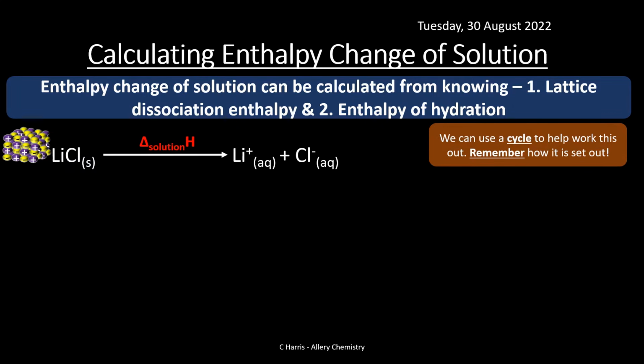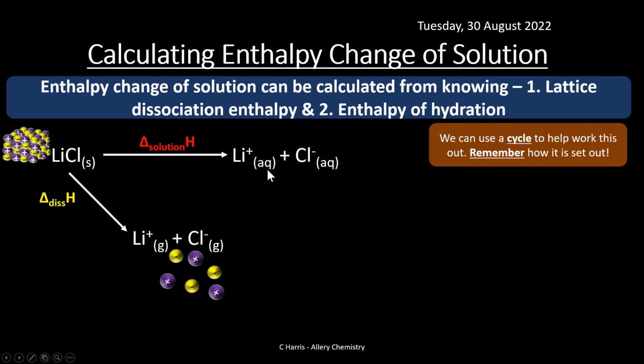Now I'm going to put some little diagrams in just to help visualize what's going on here, because it is a bit weird. So we've got lithium chloride. We're going to use this as our salt, and there it is. It's just a solid block of positive and negative ions. Now, enthalpy of solution is when we take that solid and dissolve it in water, and we have Li+ and Cl- ions.